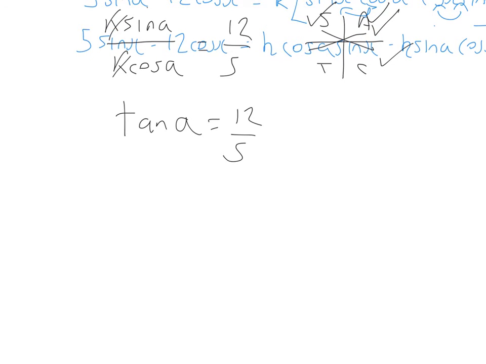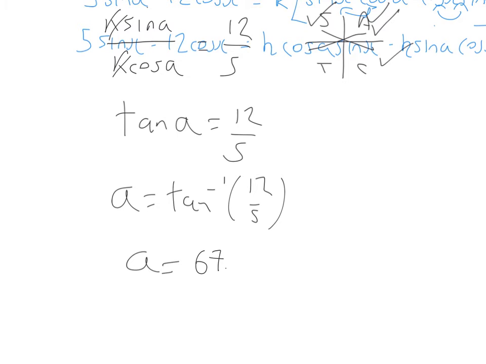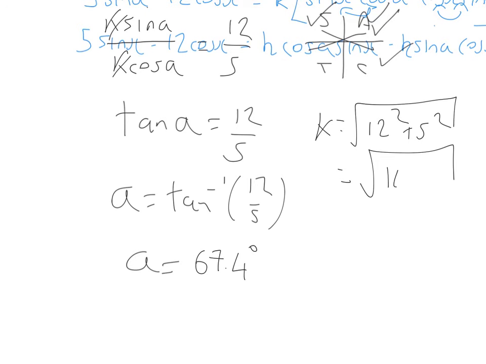That's a calculator question, so enter that into the calculator. A is equal to tan inverse 12 over 5. We're in degrees, and to 1 decimal place, that's 67.4 degrees. I'm going to find the value of k, so that's the square root of 12 squared plus 5 squared. Square root of 144 plus 25. That's square root of 169, and that's equal to 13.